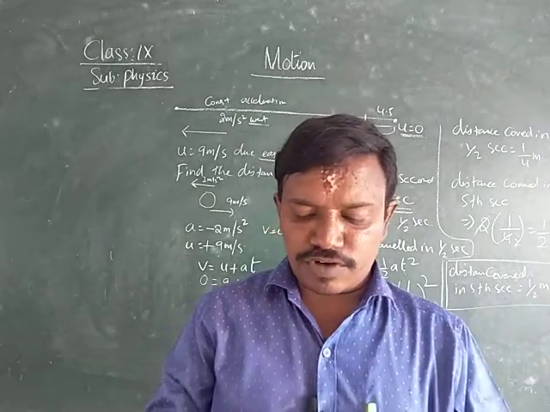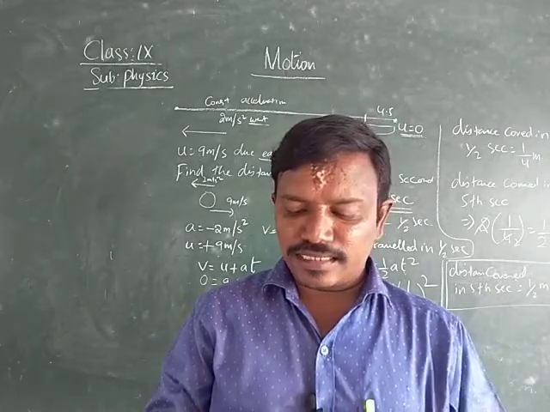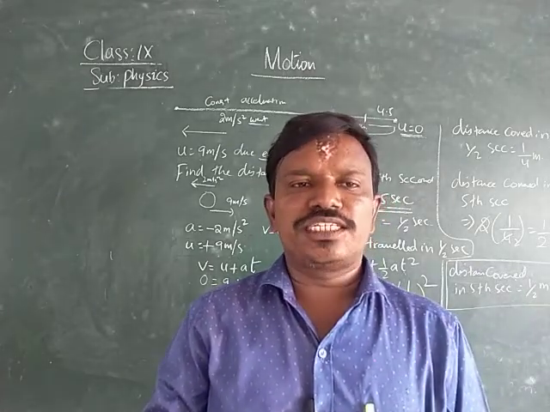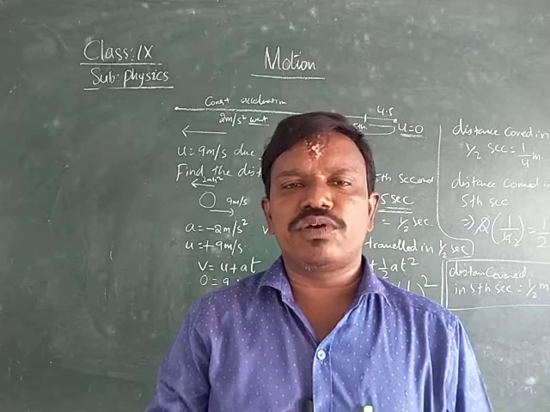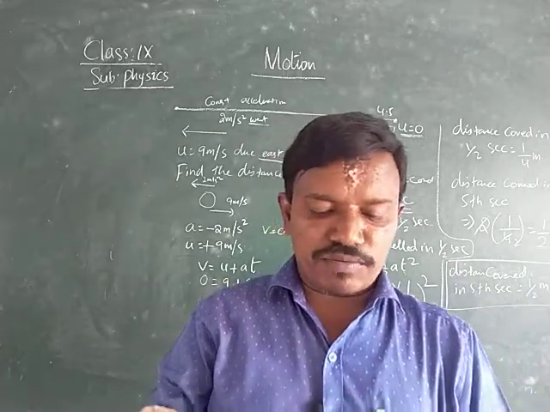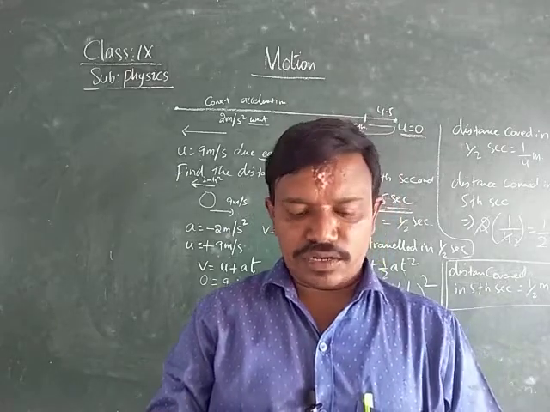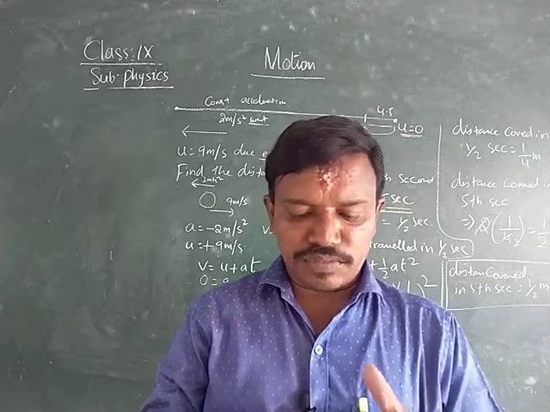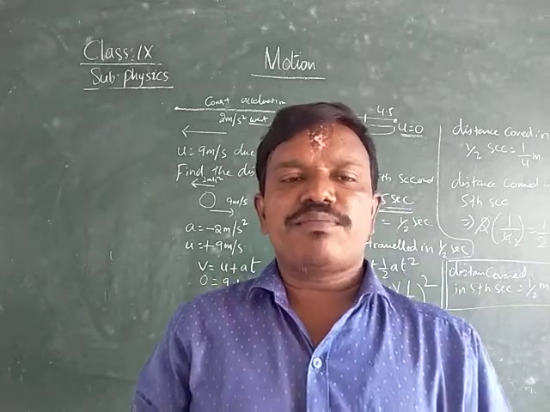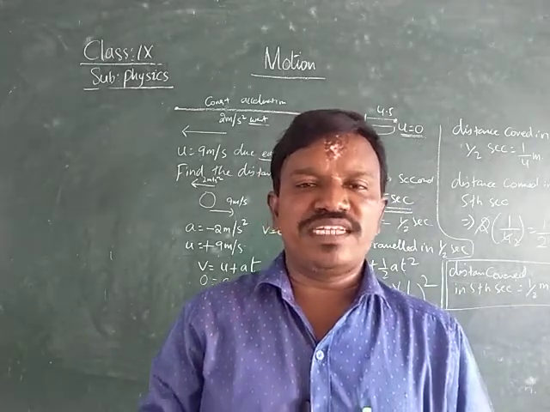Motion is said to be uniform accelerated motion if acceleration is constant. See here, a motion is said to be uniform accelerated motion only if the acceleration is uniform. The equations of uniform accelerated motion are v is equal to u plus at, s is equal to ut plus half at square, v square minus u square is equal to 2as. These are the points that we already discussed.